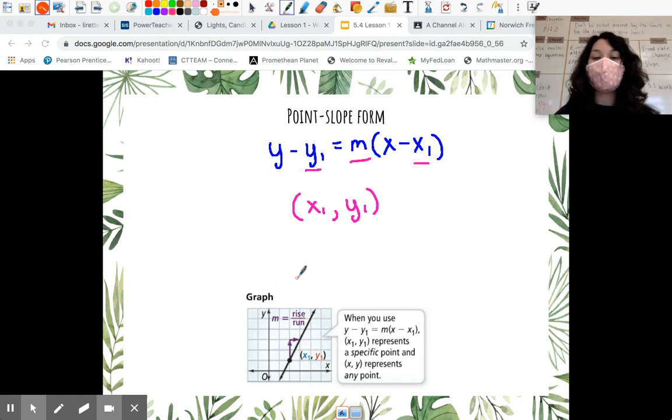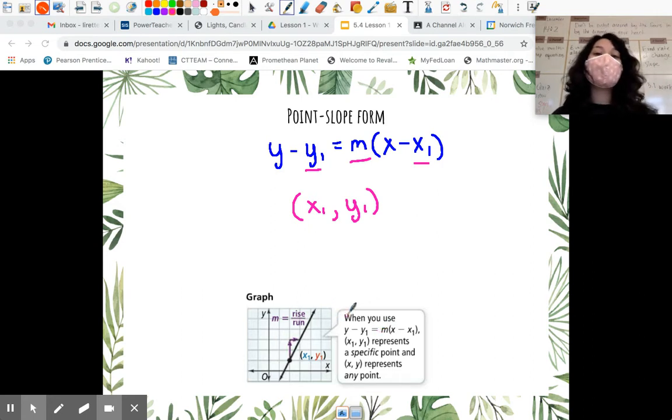So all the things that I just highlighted in pink, those are going to be numbers, okay? Now, it doesn't matter which ordered pair from the line you substitute into your equation, so long as it's actually an ordered pair that is on that line. So x1, y1 represents a specific point on that line, but it can be any point that's on that line. So there's pros and cons to this, right? The pro is you could use any point for your equation so long as it's a point on that line. The con is you could use any point that's on that line for your equation.